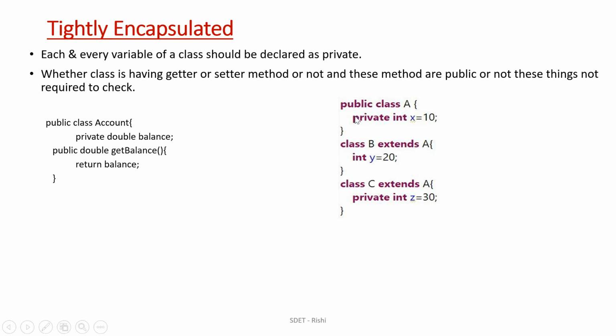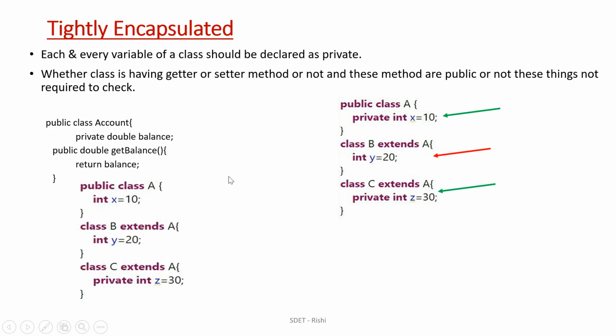Inside this, we have public class A with a private variable. Class B is extending A, and class C is also extending A. Can we identify which one is tightly encapsulated? This one has a private variable, so obviously this is tightly encapsulated. For this one, it is extending, so X is available to this class, but inside this class it is not private, so this is not tightly encapsulated. And in this one, it is extending and the parent class is tightly encapsulated, and this one is also private, so it is tightly encapsulated. Whatever is showing in green is tightly encapsulated, and red is not tightly encapsulated.